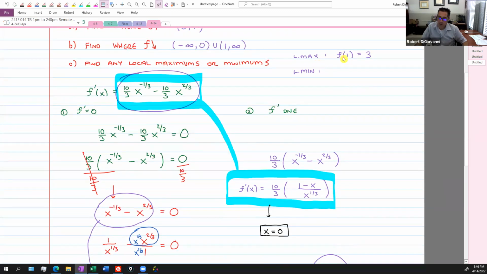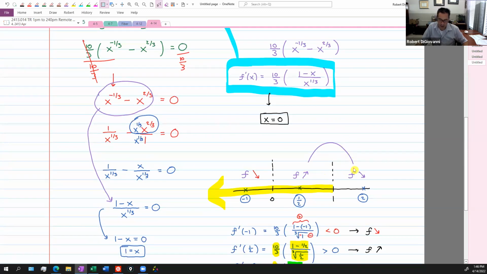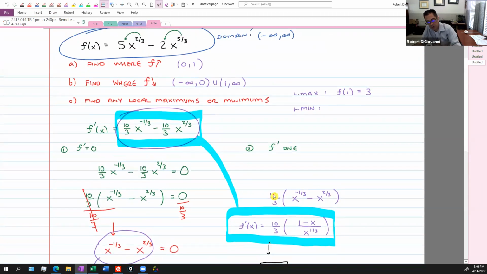We already found the local max because that's where we went up and down, but now we also have this thing where we go down and up. So we have a local minimum at 0. So I will plug 0 into the function. And when I plug 0 into the original function, I should get 0. Okay. Now the graph will make sense.